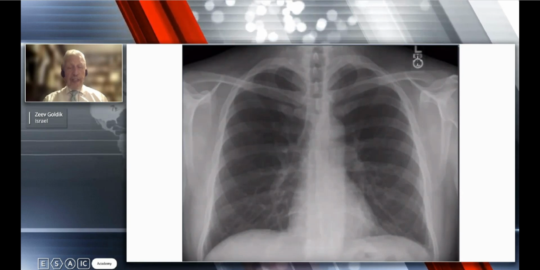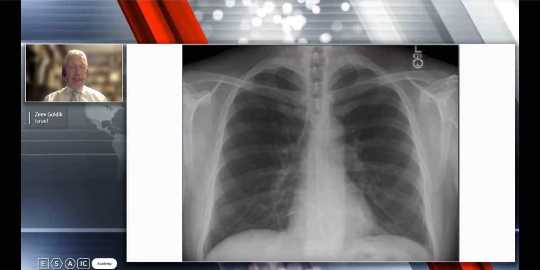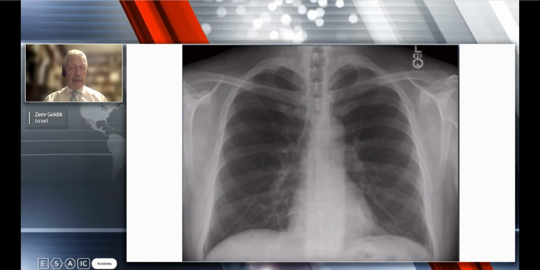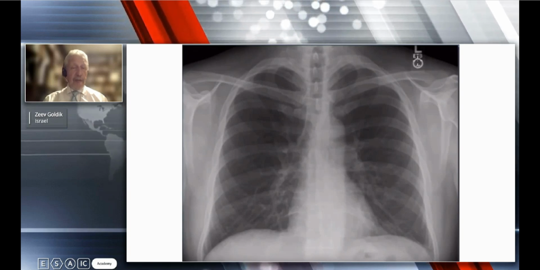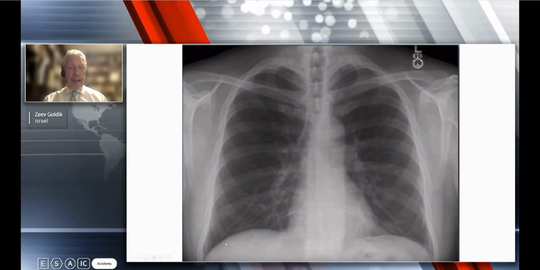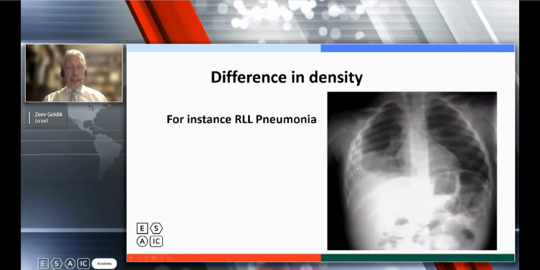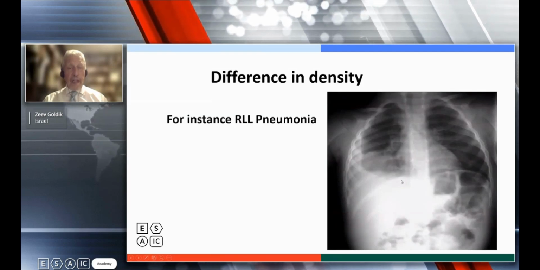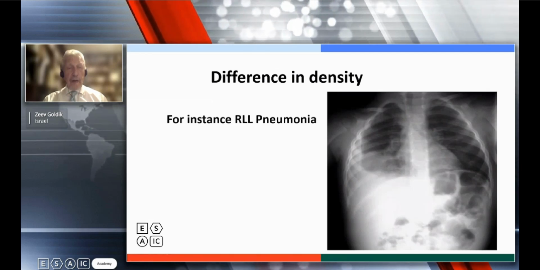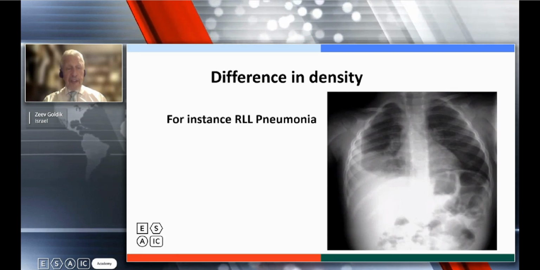You can see that the contrast between, for instance here, the lung field and what is under the diaphragm in the right side, the place of the liver, we can see that the contrast is very clear. Compared with this case, when the contrast is not so clear, we can see here an example of a right lower lobe pneumonia, because there is a difference in density.